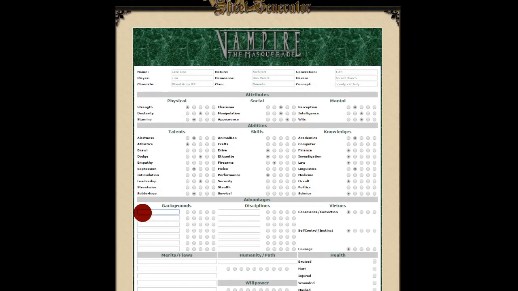But the background is also where you're going to have to put your generation if it's higher than 13, and it is higher. We got 12, so we're going to have to put 1 point in generation because that's the prerequisite for having a higher than 13 generation. So we can have some in fame. Maybe this person has fame. We can have some in resources, which is mostly like how much stuff they have and money and houses. And so we got 1, 2, 3, 4 points.